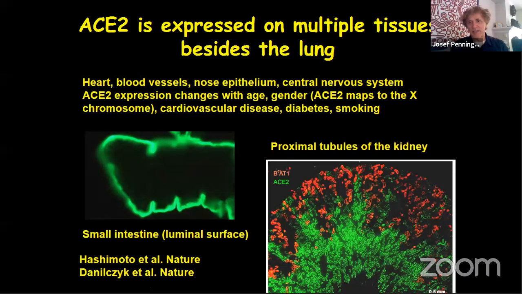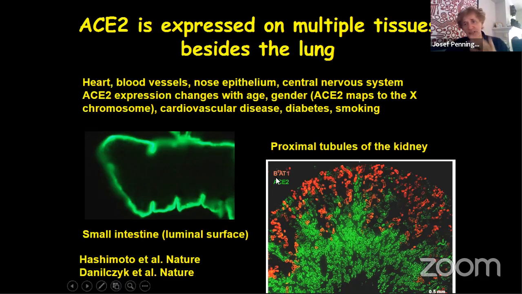Expression changes with cardiovascular disease, with diabetes, smoking. And of course, it makes all sense because the renin angiotensin system is critical for all these systems. And of course, there's a counterbalance. We also published papers where we mapped ACE2 to the luminal surface of the gut epithelium, and also a paper where we mapped it to the proximal tubules of the kidney.